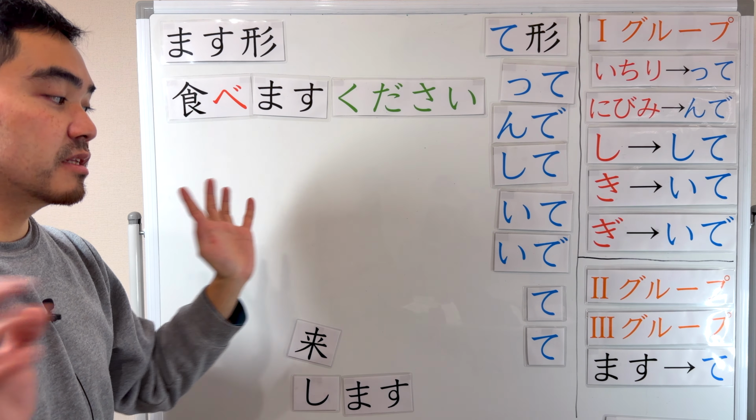Then it's going to be please do something. Group 3 is also the same. 来ます, please come. When it comes to て form, group 3 is easy: eliminate ます and attach て. 来てください, please come. します, please do. It's also the same: してください.